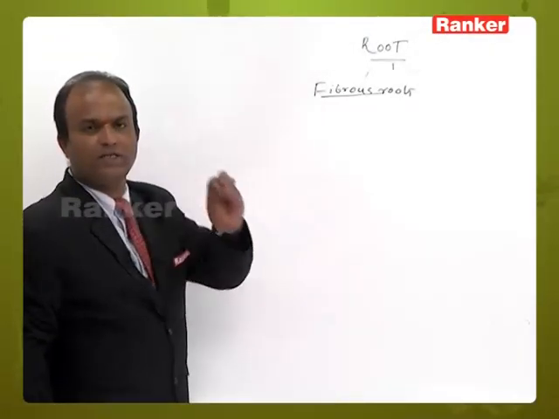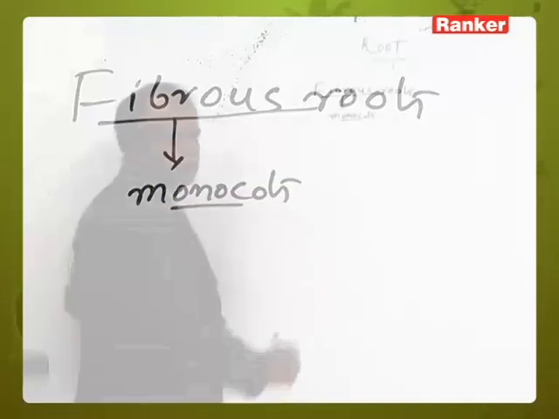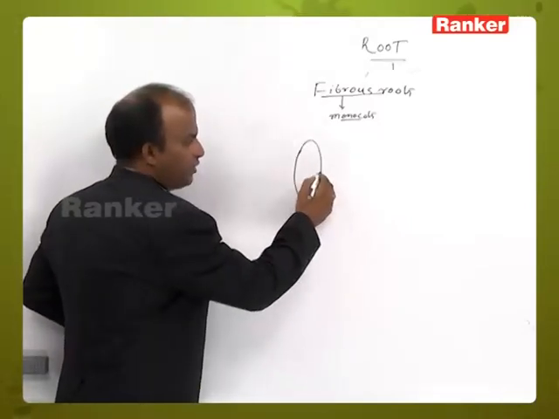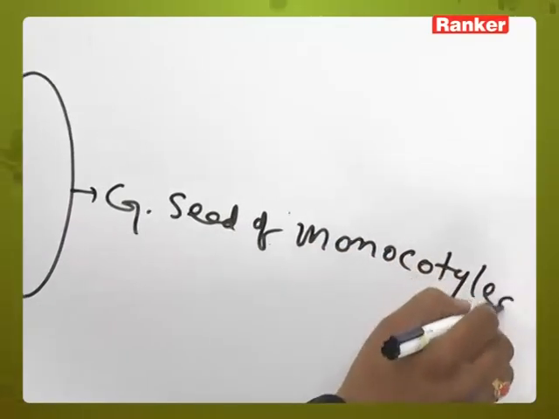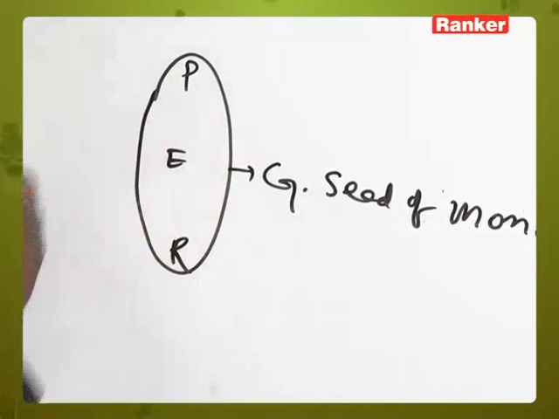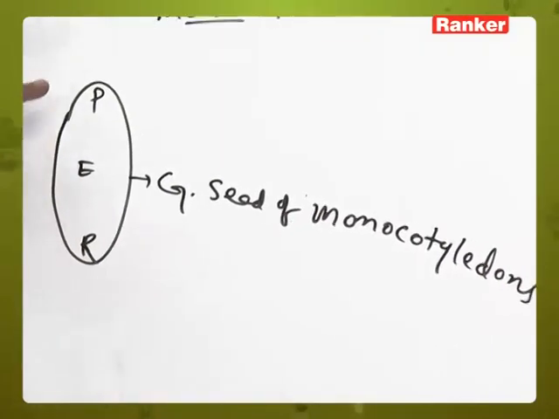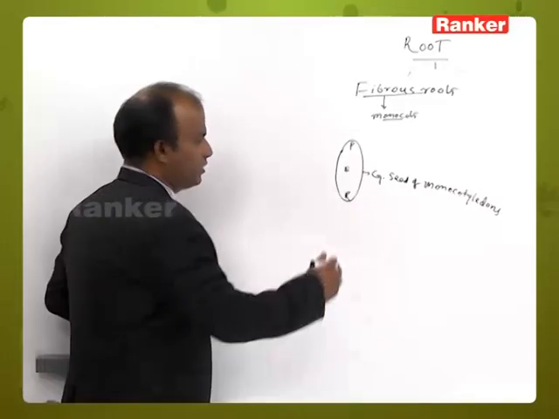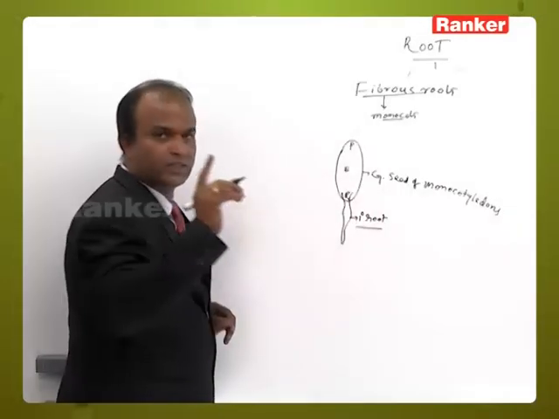These fibrous roots are present in monocots. In this fibrous root system, for example, think this is the germinating seed of monocotyledons, where the embryonal axis shows the radicle as well as the plumule. What happens in monocots is that from the radicle, the primary root develops.